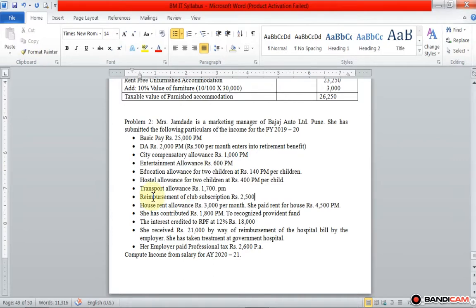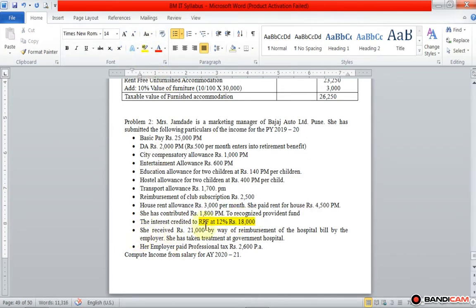She has contributed rupees 1800 per month to recognized provident fund. It means it is an employee contribution, not employer contribution. We take into consideration only the employer's contribution. Employee contribution should not be considered in gross salary of the assessee. Then interest credited to RPF at 12% amounted to rupees 18,000, so it is also very important.